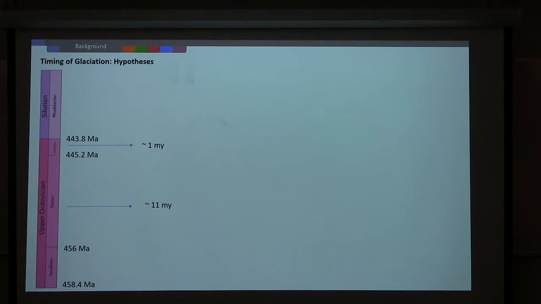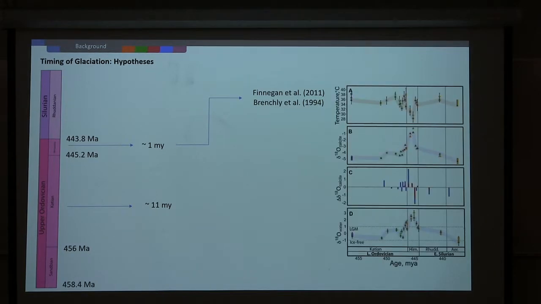years long. So let's look at the hypotheses first that start with the 1 million year long glaciation confined to the Hirnantian. These studies that advocate for a short glacial period of about 1 million years would be Finnegan et al. in 2011 and Brenchley et al. in 1994.